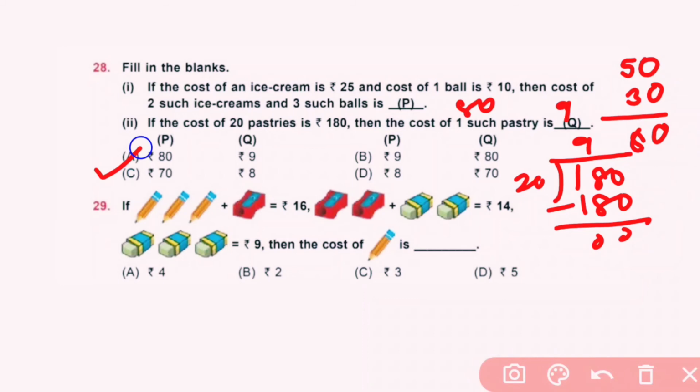Question number 29. If 3 pencil plus 1 sharpener is rupees 16, 2 sharpener plus 2 eraser is equal to rupees 14, and 3 eraser is equal to rupees 9, then the cost of pencil is dash. Here 3 eraser is equal to rupees 9. So 1 eraser is for 3 rupees. 3 3s are 9.